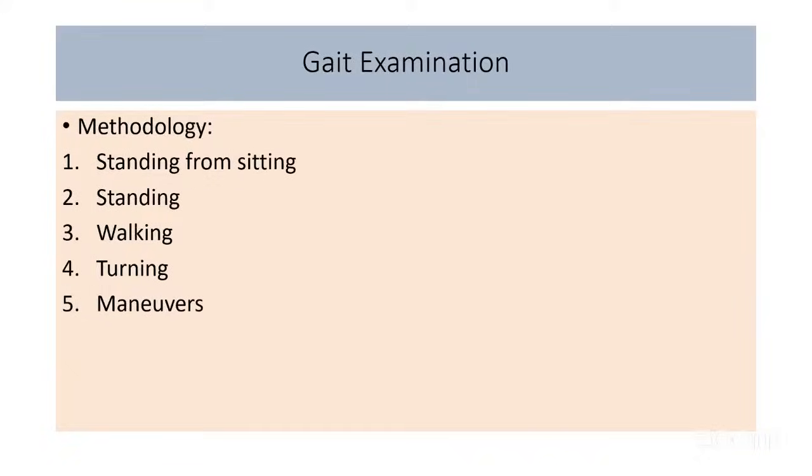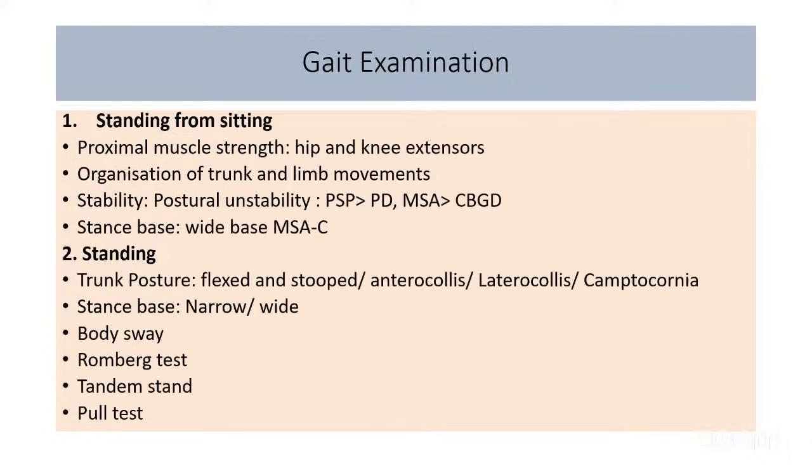Gait examination. For gait examination, we'll ask the patient to sit on the chair and stand up from the sitting position, and then we'll ask them to walk, take turns, and do other maneuvers. So from the start, standing from sitting, usually proximal muscle strength should be normal, the hip and knee extensors. The trunk and the limb movements also should be normal.